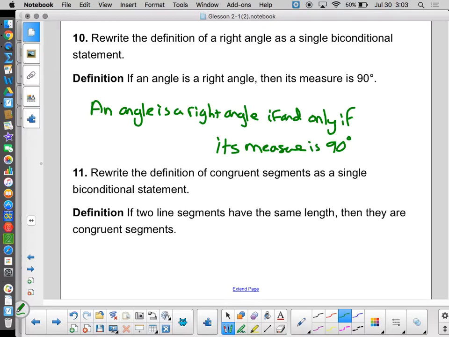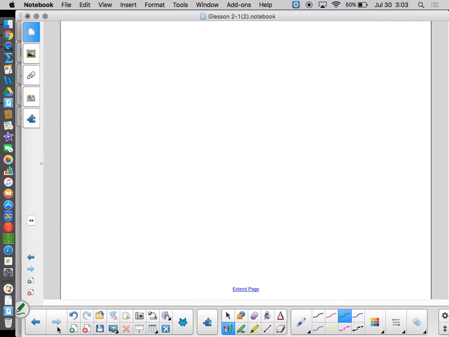Rewrite the definition of congruent segments as a single biconditional. The definition said if two line segments have the same length, then they are congruent segments. Again, we would cross out the if. Two line segments have the same length, get rid of the then. Replace that with what magic phrase? Yes, if and only if they are congruent segments. That's how we write a biconditional statement. And again, like I said, this biconditional statement is really taking the place of the original conditional and its converse. So we could do this backwards too.